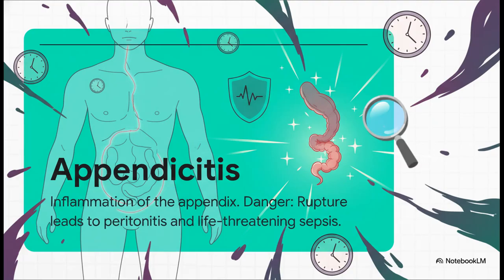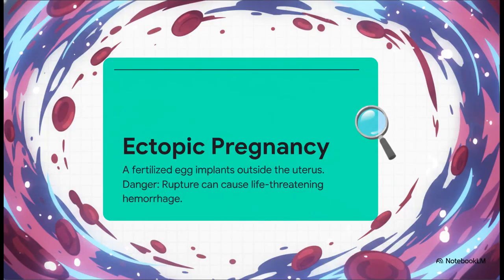First up, appendicitis. The classic story is a vague pain around the belly button that then moves down and localizes to the right lower quadrant. The real danger here is rupture. What starts as a contained infection can spill out, causing widespread peritonitis and leading to life-threatening sepsis. Any delay in diagnosis directly increases this risk. The clock is ticking.